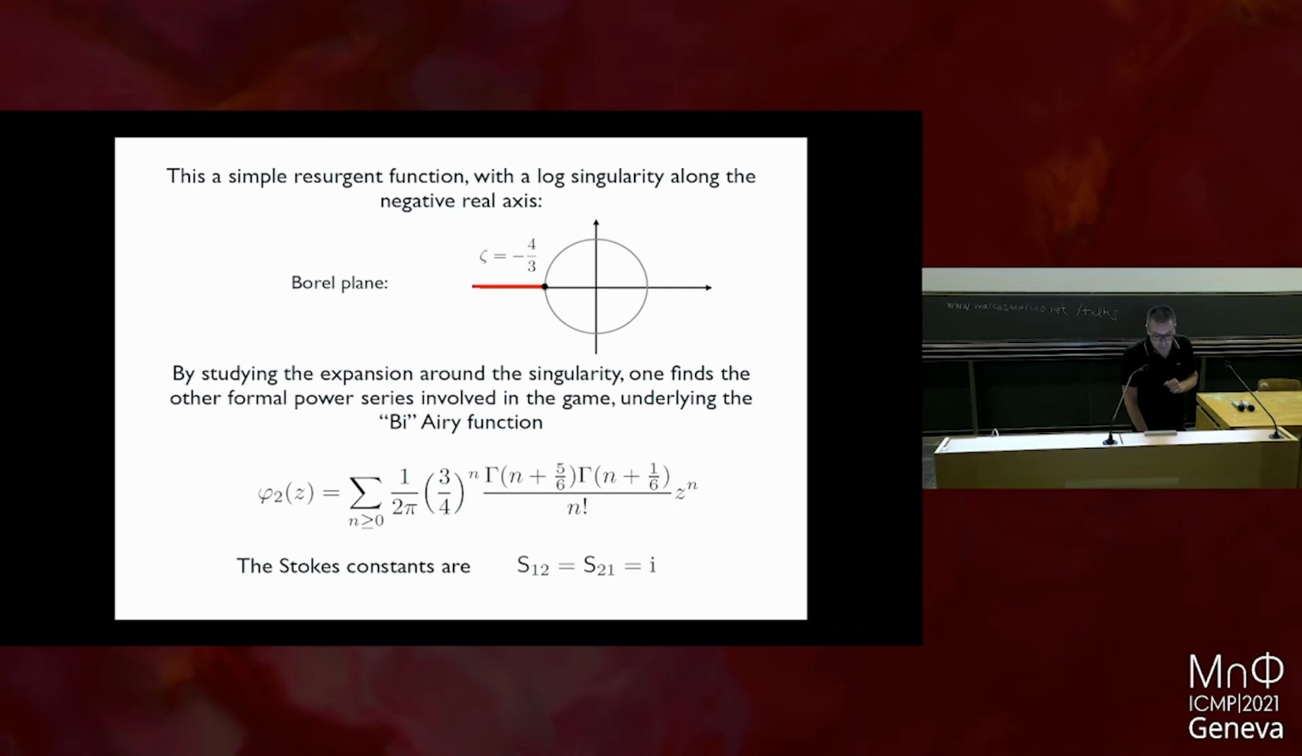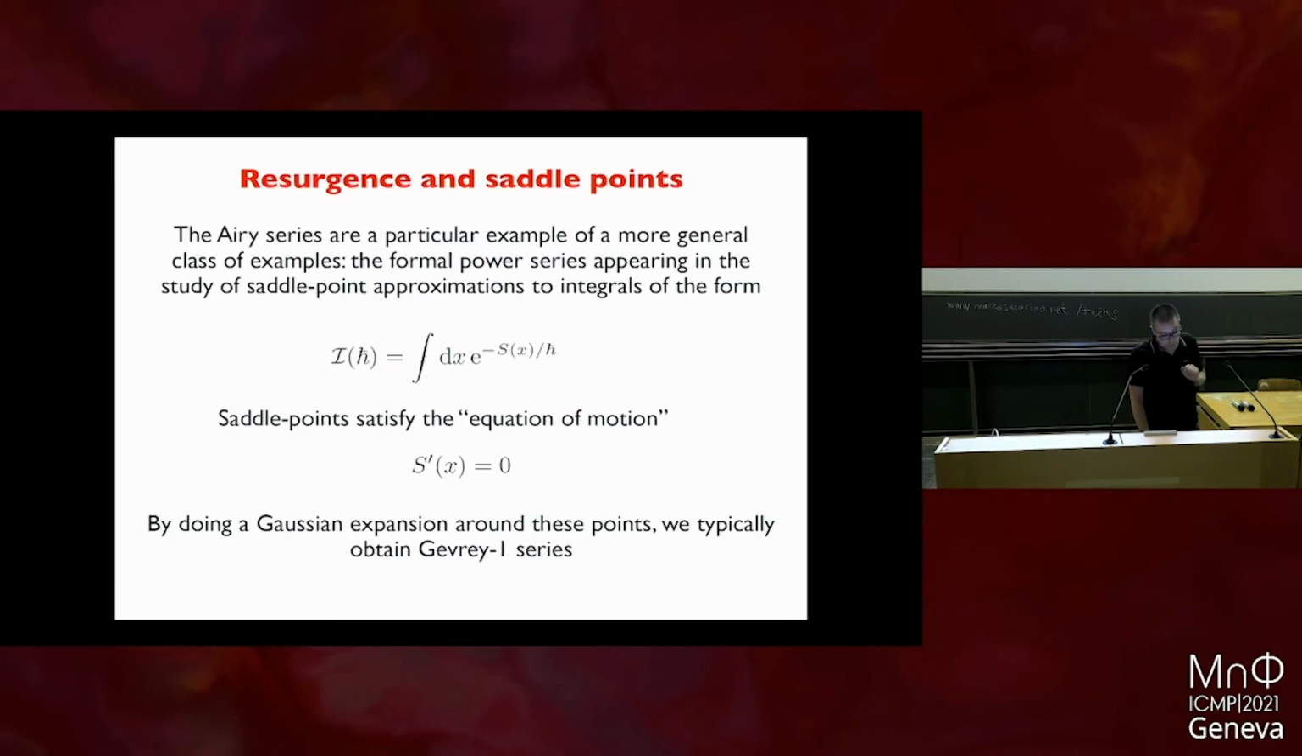Now, it turns out that this example of the Airy function is just a particular example of a more general class of examples of Gevrey-1 series, which are quite important in mathematics. And these are formal power series that appear when you study functions defined by an integral form. So the Airy differential equation can actually be solved by an integral formula, and you could have derived this formal power series by doing a saddle point approximation of this integral formula.